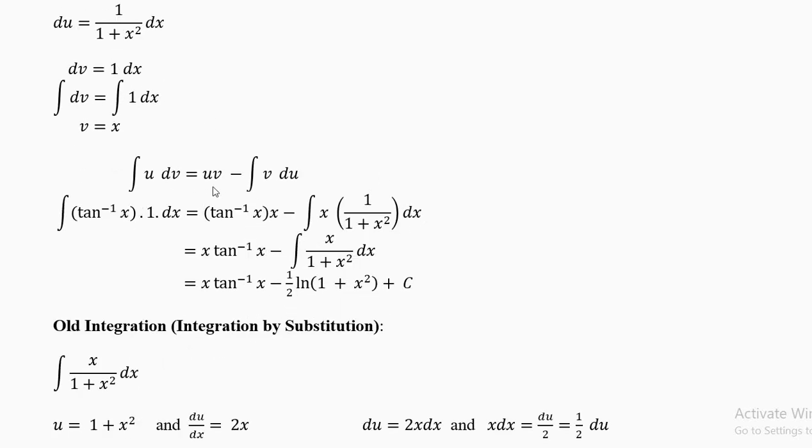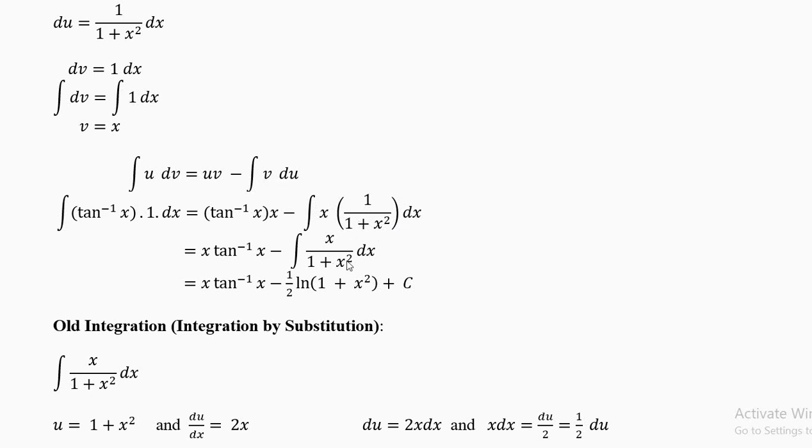Now integral u dv is u into v, tan inverse x bracket x. This is inverse function, not power minus 1. Traditionally we write x before, so it is x tan inverse x in 2-3 steps. Minus integral v du. Now v is how much? X. Du is 1 over 1 plus x square dx. Open the bracket, you will get integration x over 1 plus x square.